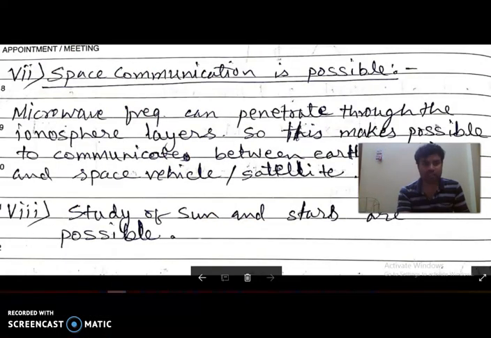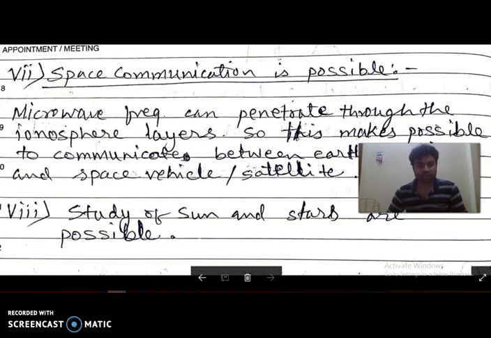The next advantage is that space communication is possible. You know that the low frequencies are reflected back towards the Earth by the ionosphere. But the high frequencies like microwave frequencies can penetrate through the ionosphere. So the space vehicles or satellites which are beyond the ionosphere can send us information, or vice versa. We can also send information to the space vehicles or satellites.